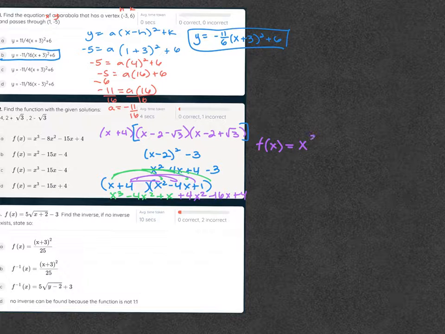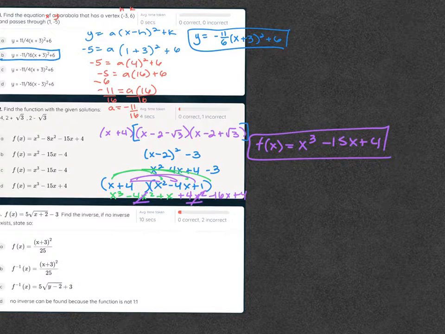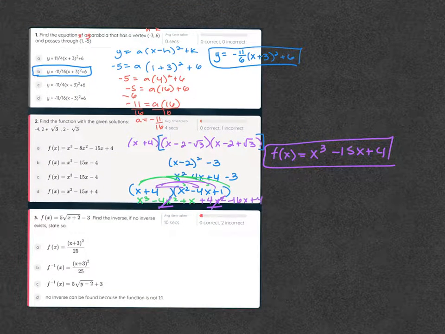And I'd get x to the third. There's 2x squared, so those cancel out. One's positive, one's negative. Then -15x plus 4, which is plus 4. That one. Questions on that one?